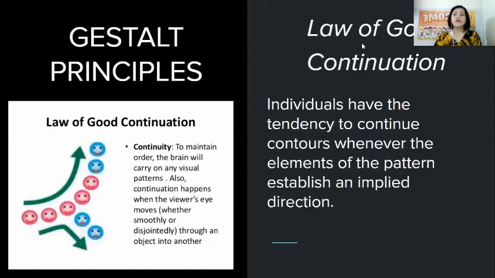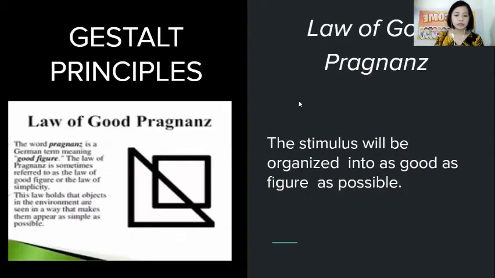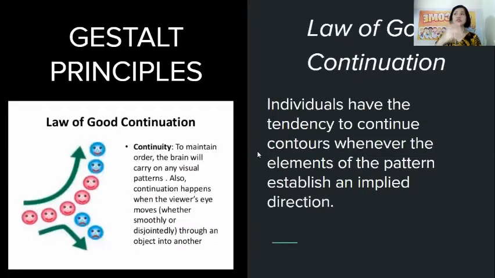And next, we have the law of good continuation. Ano kaya itong law of good continuation na ito? Individuals have the tendency to continue contours whenever the elements of the pattern establish an implied direction. Ang law of good continuation, no? Ang ibig sabihin ay ang pagkokonekta ng mga individual na bahagi nang sama-sama upang bumuo sila ng tuloy-tuloy na pattern para bumuo ng kahulugan. Yan. So, yun po yung ibig sabihin ng good continuation.